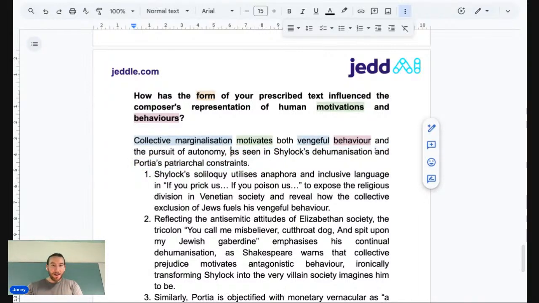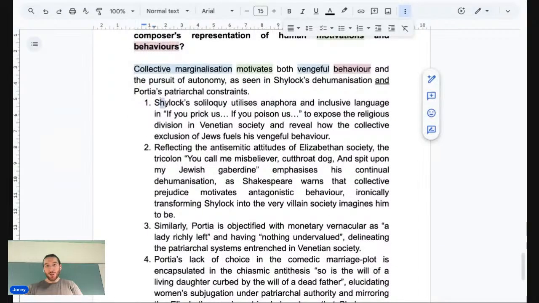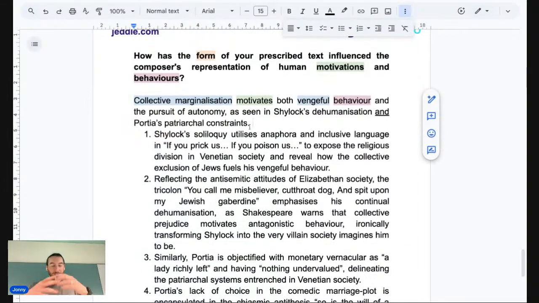I'm not a fan of this listing here. You're saying as seen in the dehumanization and patriarchal constraints, right? If you can kind of extrapolate that a little bit more, not mention Shylock, not mention Portia, because you're going to mention those characters here, I can see. See, you already mentioned them there. You don't need to say as seen in. You're there. So don't list that off. It's a topic sentence. It doesn't mean you have to foreshadow the exact characters that are going to be in your evidence. The best topic sentences will be more concept driven.